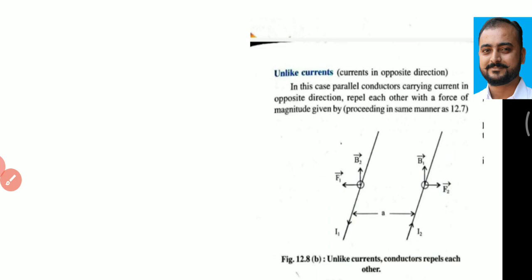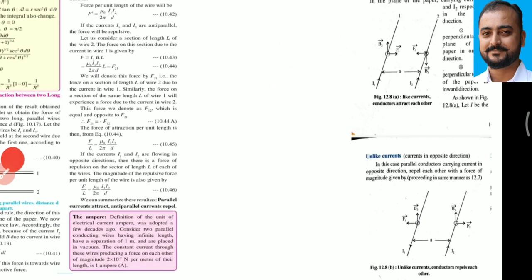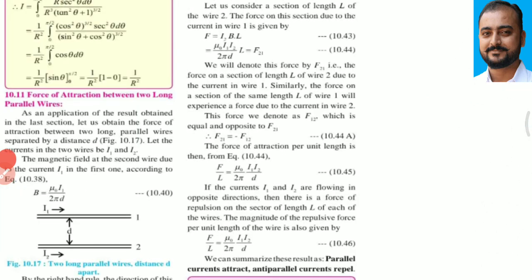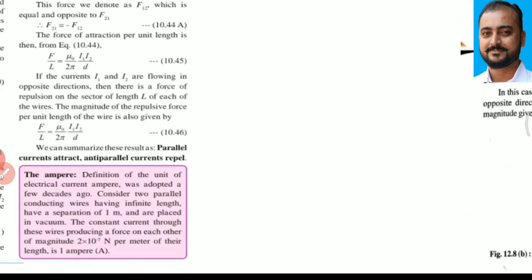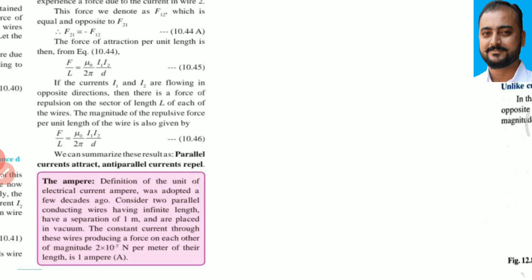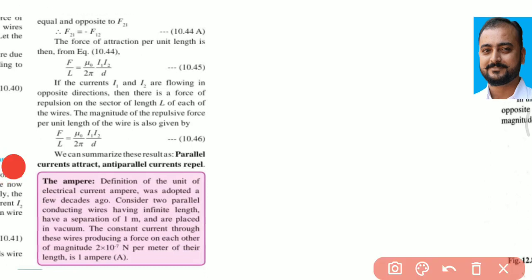Okay, then after this topic, we have to study a simple definition of ampere. Which definition do we have to study? The definition of ampere. Everyone knows what ampere is? Ampere is the unit of current, the SI unit of electric current. So what do you mean by 1 ampere?